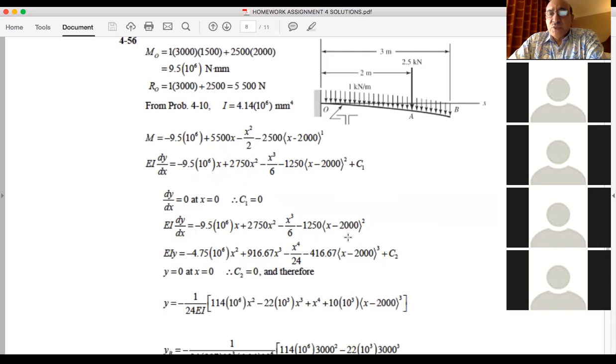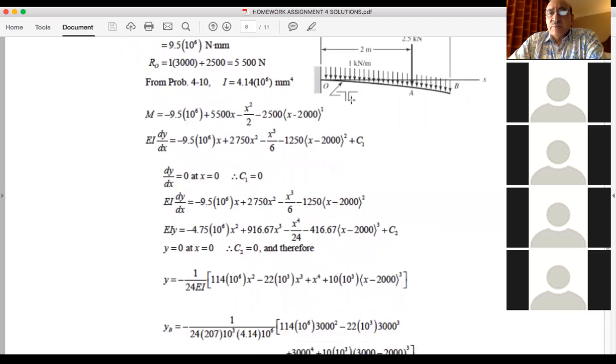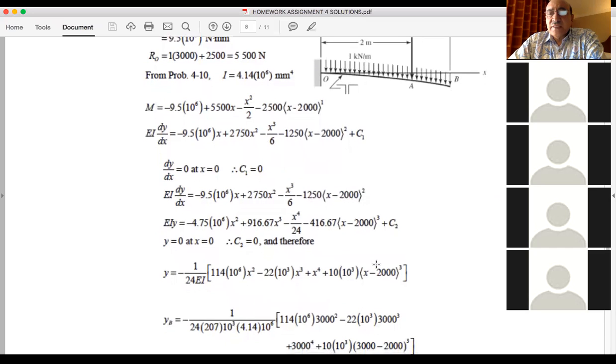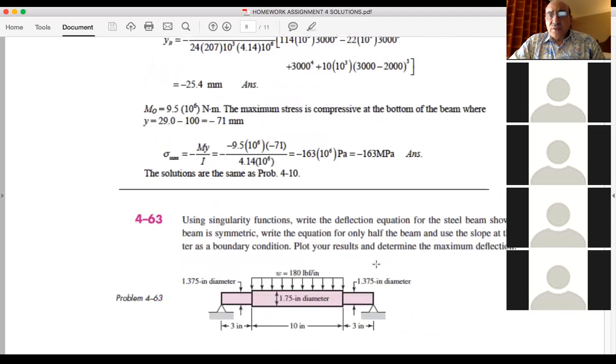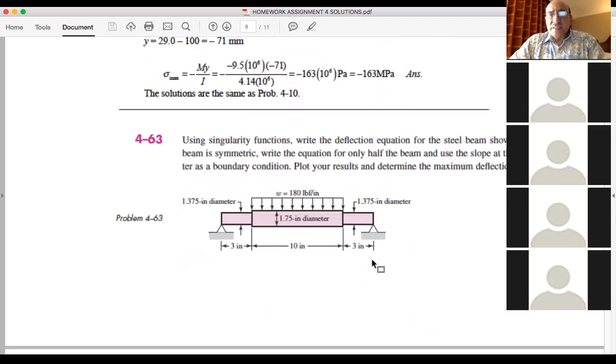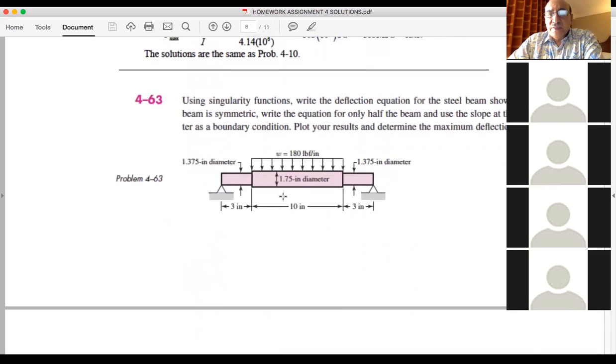We integrate one more time to get C2 by imposing the condition that the deflection at x equals 0 be 0. And that will solve the entire deflection problem. So that's kind of what we have in terms of another problem using singularity functions.